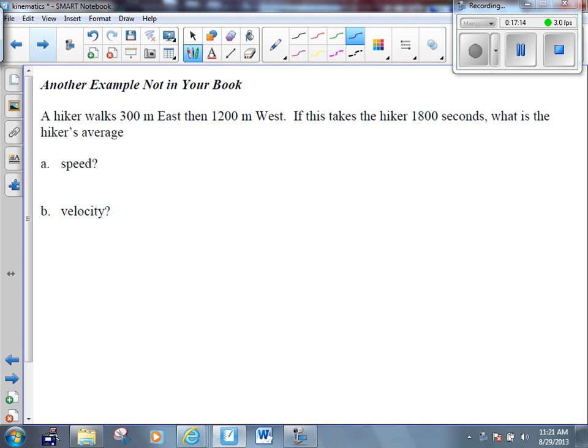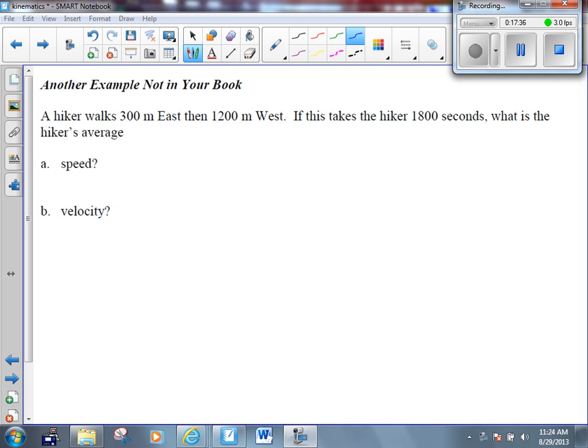All right, let's try this one. This question sounds a lot like the last question, although our distances are obviously a lot smaller. It says a hiker walks 300 meters east, then 1,200 meters west. We get two numbers right off the top there. Are those positions or are those displacements?